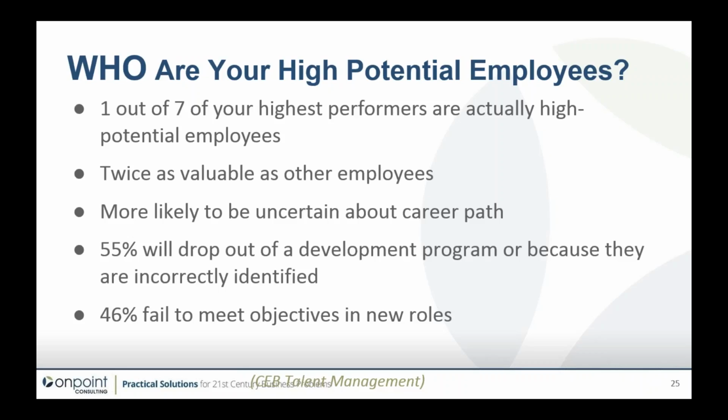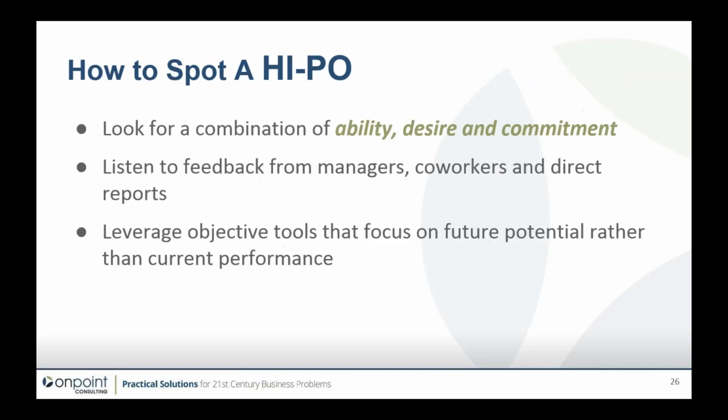We also know that 55% of people who are identified as high potential tend to drop out of development programs, or either they drop out or they were not identified correctly, and 46% who move forward tend to fail to meet the objectives in the new role. So again, what can you do to increase the likelihood that you will actually identify a true high potential employee, and that they'll stay with it and succeed overall?